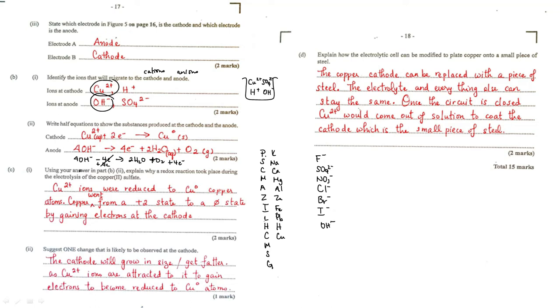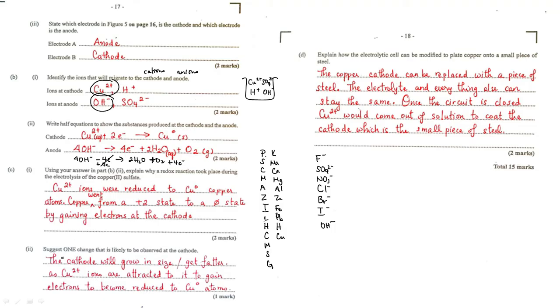Okay, so it says using your answer in part B2, explain where a redox reaction took place during the electrolysis of the copper sulfate. Well, copper 2 ions were reduced to copper atoms because the copper went from a +2 state to a 0 state by gaining electrons at the cathode.